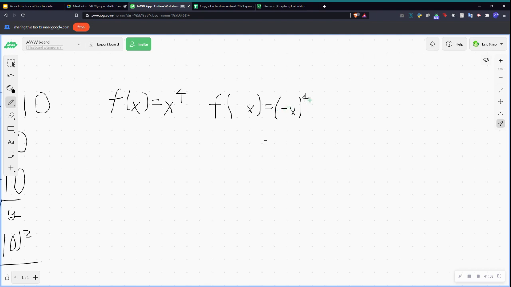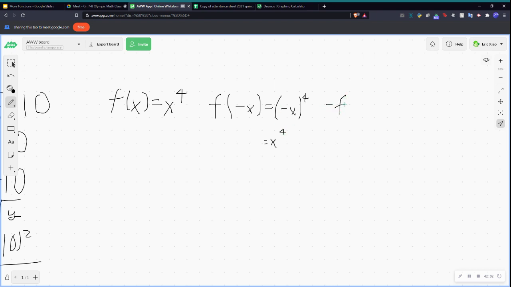And so to simplify this, since the negative is inside the exponent of 4, and 4 is even, we're multiplying this negative by itself 4 times. Basically it would just cancel out if it's an even number. So this means that you would be left with x to the exponent of 4. Hopefully that was straightforward.